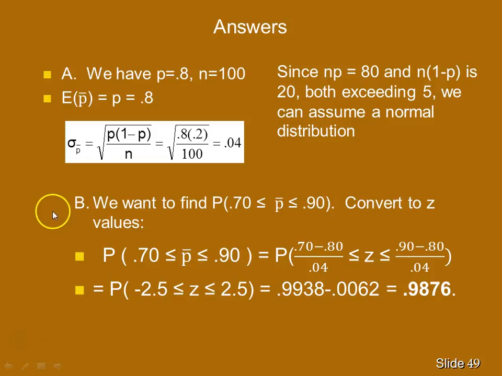Secondly, part B, we want to find the probability that p bar is from 0.7 to 0.9. Once again, we convert those to z-values by subtracting the mean and dividing by the standard deviation. You will get z-values of plus or minus 2.5. Look up the cumulative probability below 2.5 and subtract the cumulative probability below negative 2.5, and the answer is 0.9876. Almost a 99% chance that your sample proportion will be between 0.7 and 0.9, assuming the population proportion is 0.8, as you were given.